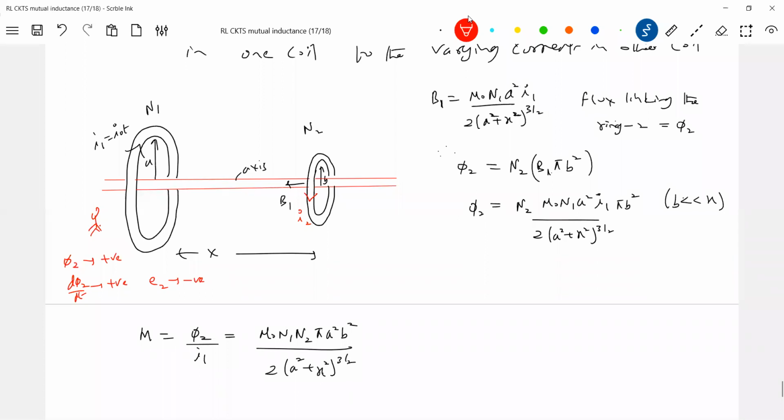How to get this I2? I want this I2. How to predict? I'll take help of the same formula. So let me use the formula: EMF induced. Let R1 be the resistance of the first ring, and R2 the resistance of the second ring.